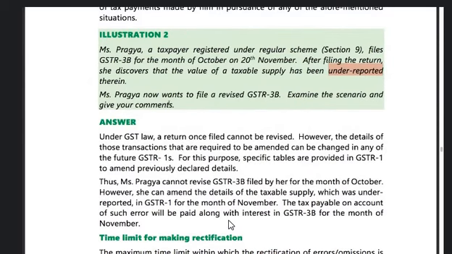So what has to be done? Can she file a revised return? She cannot file a revised return. In the next month return, whenever she is filing the next month return, at that time, whatever value is underreported, that value has to be added along with the next month return and shown in the GST return. And proper working should be available with them.